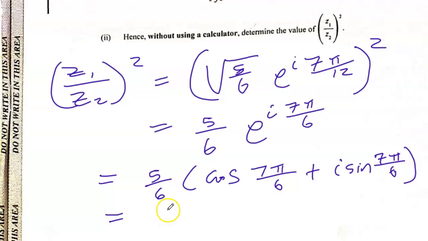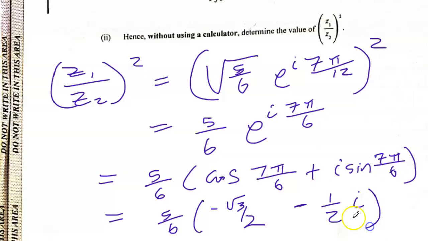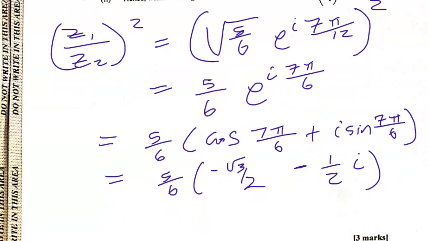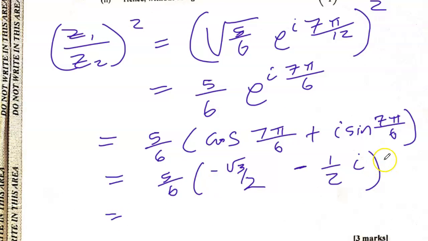So this is 5 over 6, and the cos of 7 pi over 6, that's negative root 3 over 2. And sine 7 pi over 6, that's negative half. And to do this, of course, you can put your calculator in radian mode, or you can convert to degrees and do the calculation.